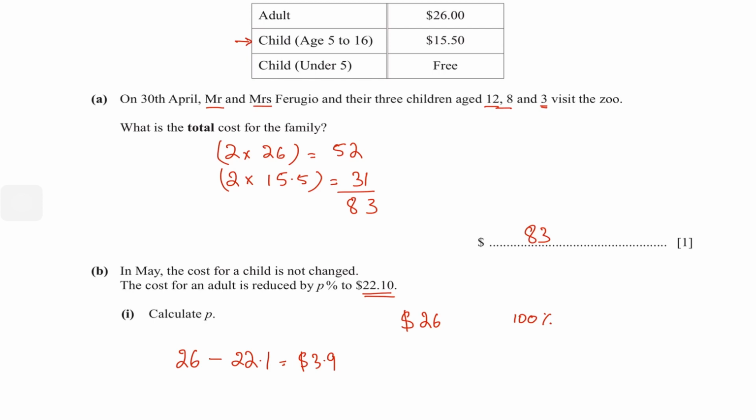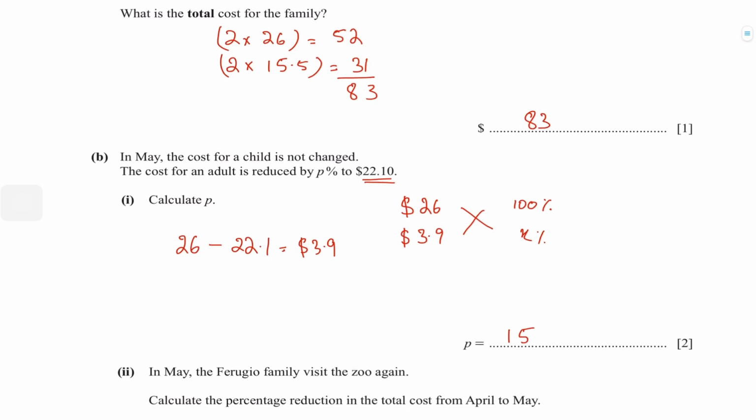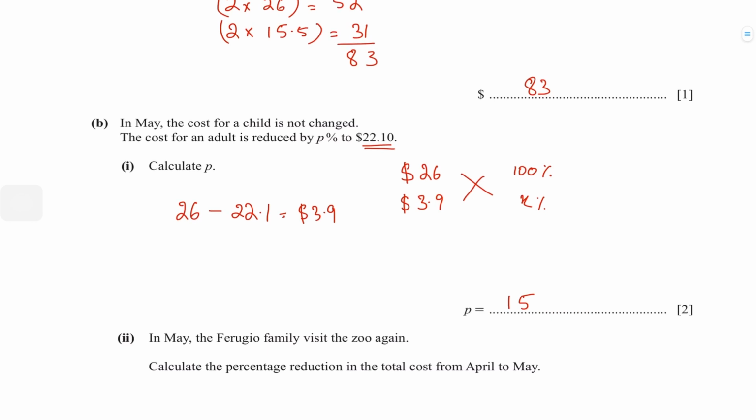So there has been a decrease of $3.9. We want to work out what this $3.9 is equal to in terms of percentage, basically the percentage reduction. So we're going to place 3.9 here and X% here. Let's cross multiply: 100 times 3.9 divided by 26. That gives us 15. So our answer is 15%, which means there has been a 15% decrease in the price of a ticket for an adult.